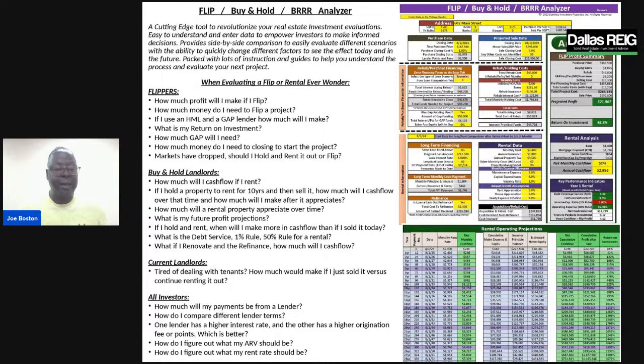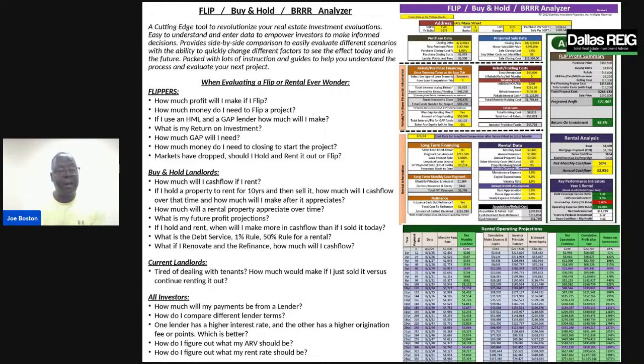If you use a hard money lender and a gap funder, which means funding the difference between what the lender is going to give you and the value of the offer, how there's a difference there. We call that the gap. How much will you make if you're going to be funded 100%? Because a lot of times, all of us don't want to put any of our own money into the deal. So, what does that look like from a cash flow perspective? What is your return on investment?